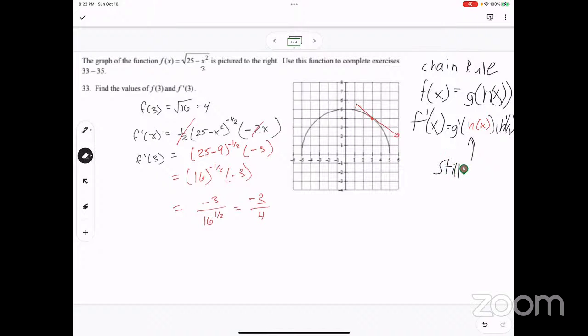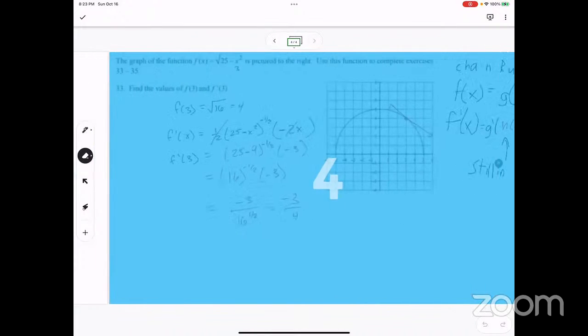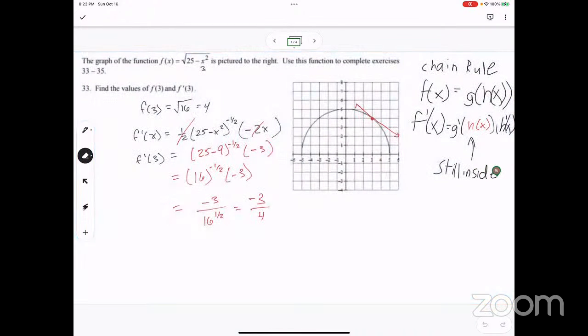Look at what we did back here. Oh no, right here. We did it right here. This was your h of x. Your h of x is 25 minus x squared. That makes sense then. I was a little confused for a second. That makes sense. Yeah.